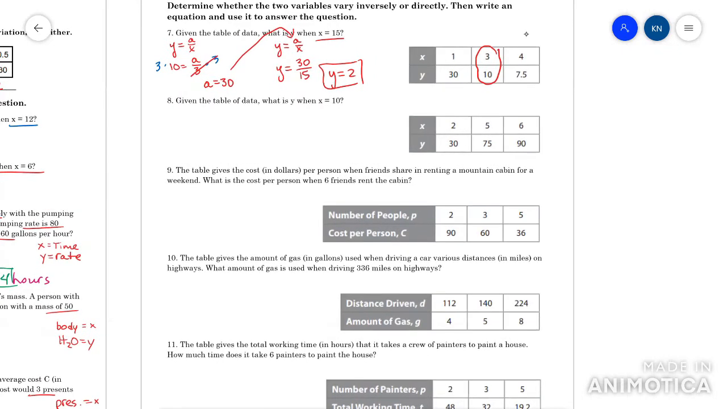Okay, next up. The X's go up, the Y's go up. This is direct variation. So it's just X over Y equals X over Y. So pick an X and a Y. Again, it doesn't matter. So you got 2 over 30 equals, and then they're telling you when X equals 10, they want to know the Y. So 10 to Y. Now it's a cross multiply problem. So you get 2Y equals 300, and you can divide by 2, and you get Y equals 150.